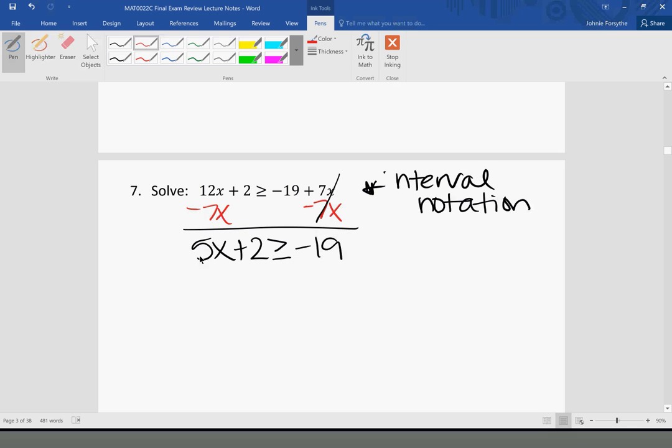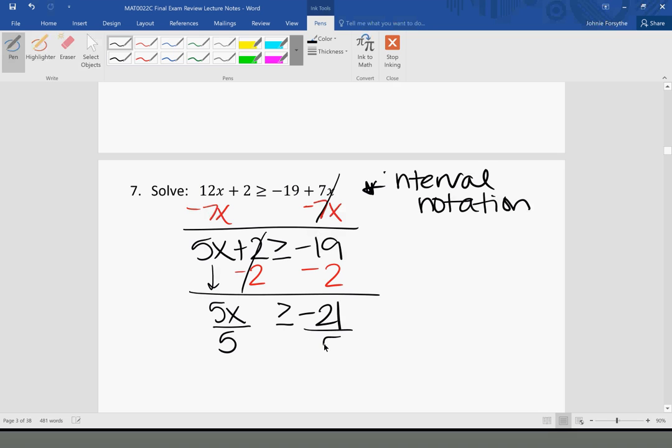Next, I want to get the x term by itself. So I'm going to subtract this 2. Then on the left, I bring down that 5x is greater than or equal to negative 19 minus 2. They have the same sign, so we're going to add and keep the sign, negative 21. And then finally, to solve for x and get it by itself, I'm going to divide by 5. So x is greater than or equal to negative 21 over 5.